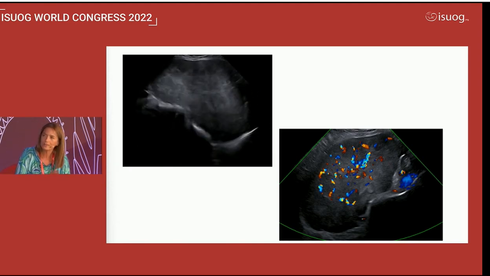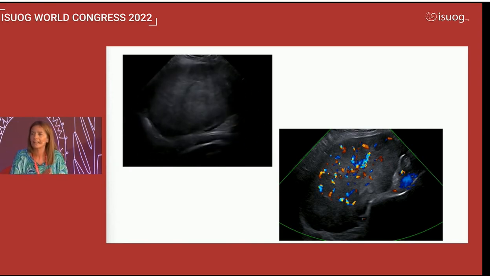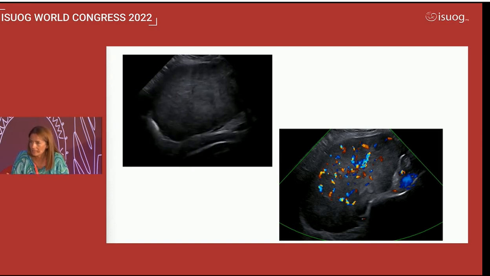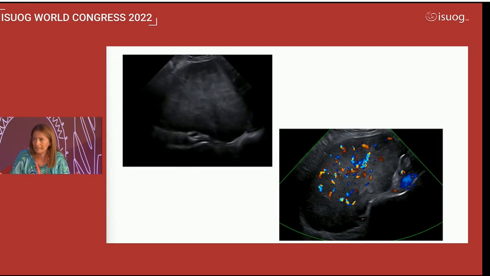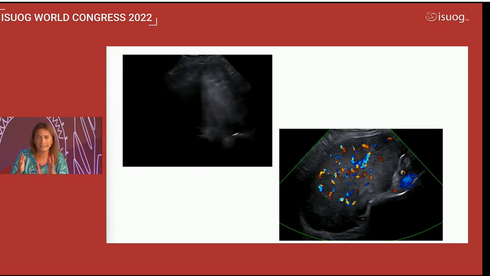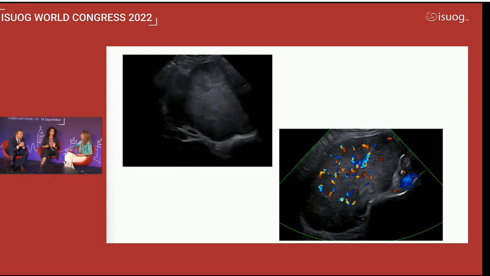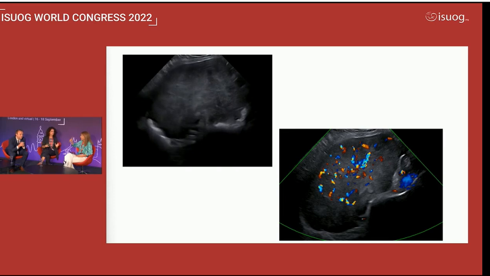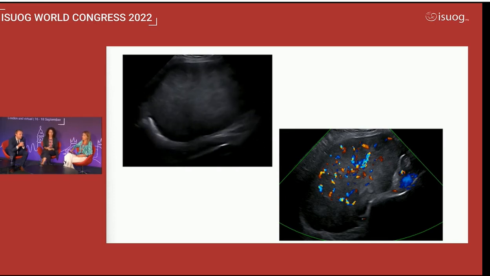I would exclude granulosa, and what else? Metastasis, it could be. But again, unilaterality can help. Unilateral young patient, unilateral large solid. Germ cells, you have to think of that.